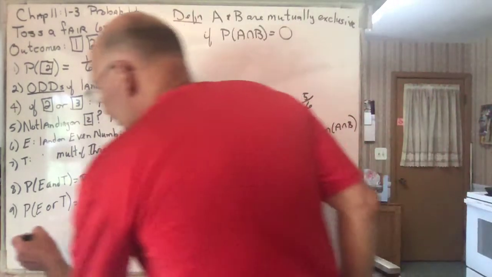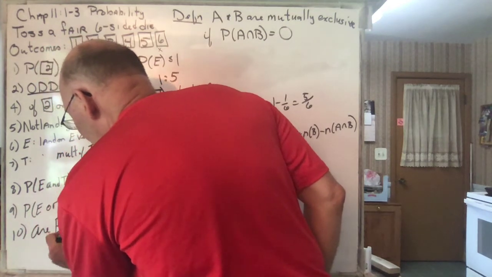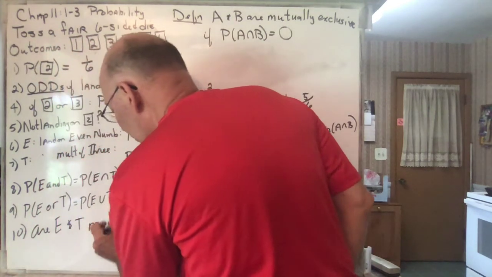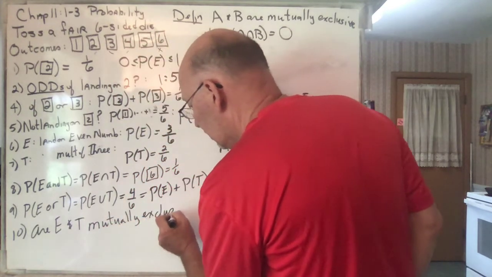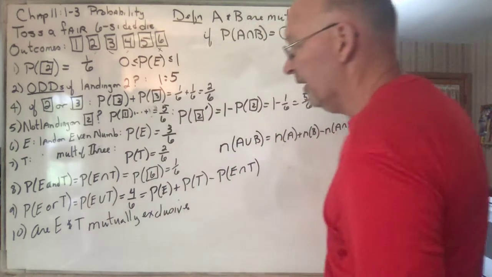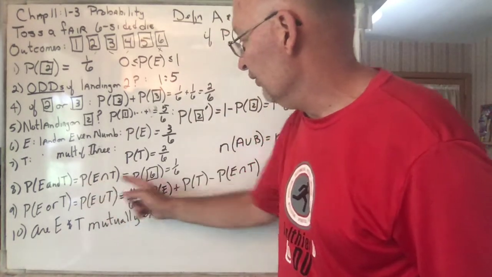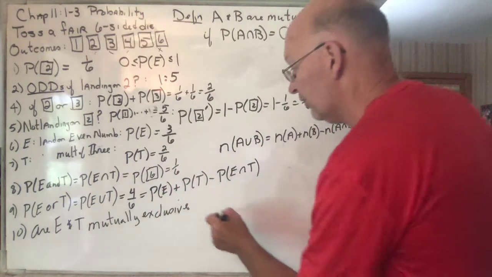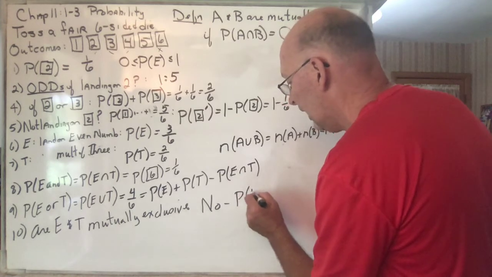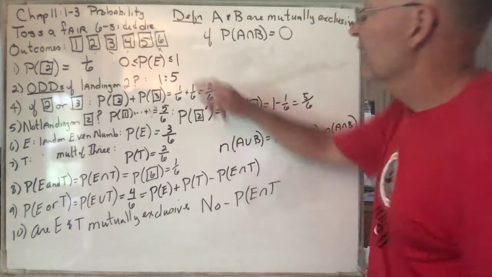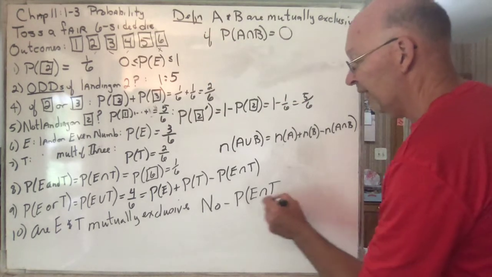So here's question 10. Are E and T mutually exclusive? And I guess we already know the answer, don't we? Because the probability of their intersection is equal to 1/6. So the answer is no. And why is that? Because they both can happen at the same time. There it is. They both could happen right there. If you get a 6, they both have happened.